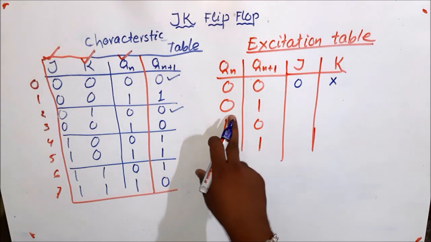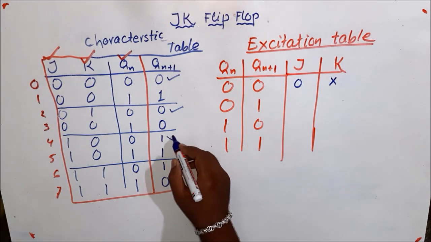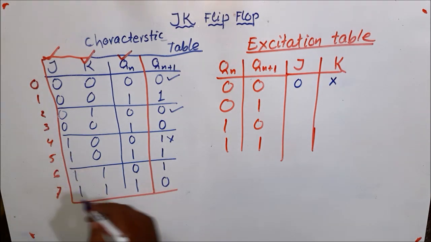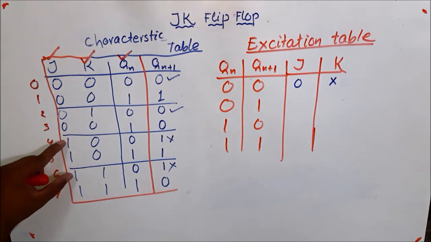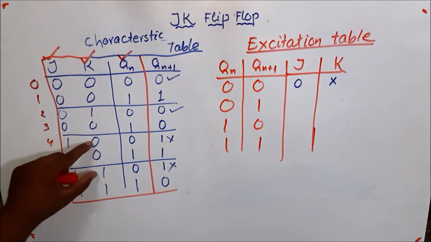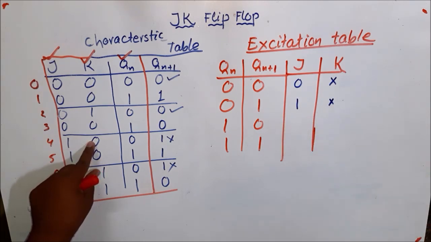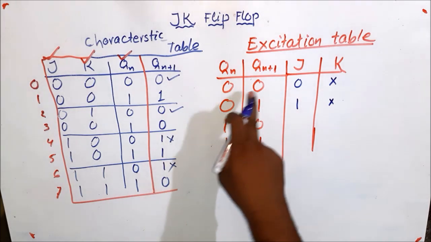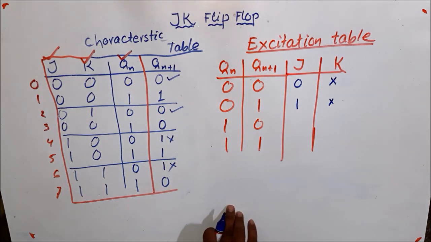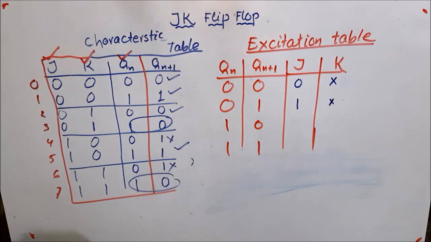Likewise, for Qn 0 and Qn plus 1 1, where do we get it? I am getting it from this. So here and here also, these two rows represent J is 1 and 1 always, but K is 0 and 1. So I can write J is 1, K is invalid again. That means for any combination of K, if my J is 1, I should get Qn is equal to 0 and Qn plus 1 is equal to 1. Right? So we are getting the 0 1 combination from here and here.